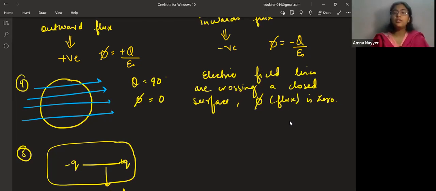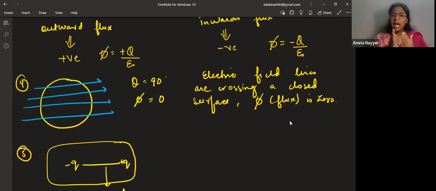Otherwise also, if you take the area vector, see, the electric field line is like this, crossing the surface. Draw the area vector. The area vector will always be perpendicular. So can you notice the electric field and the area vector are perpendicular to each other. So if the area vector and electric field are perpendicular, theta is 90 and ES cos 90 degrees will also be zero. So in both ways, by the definition or mathematically, you are getting electric flux as zero, right?